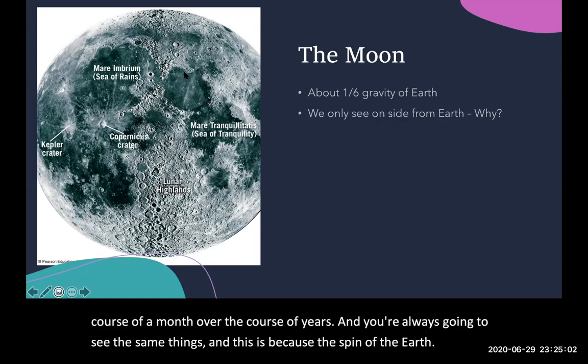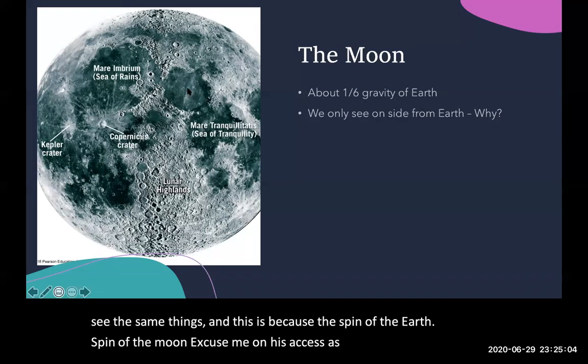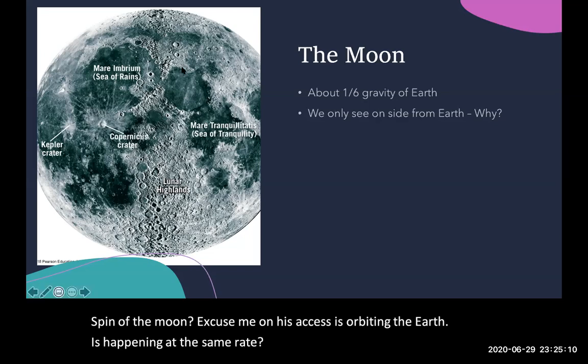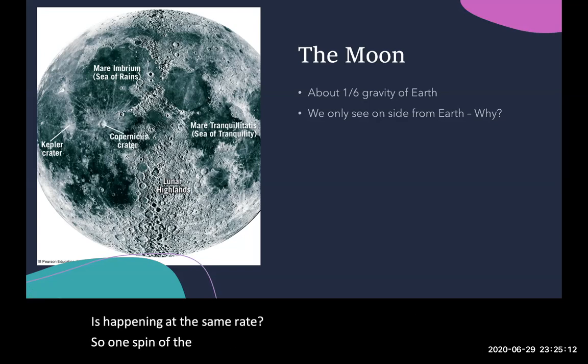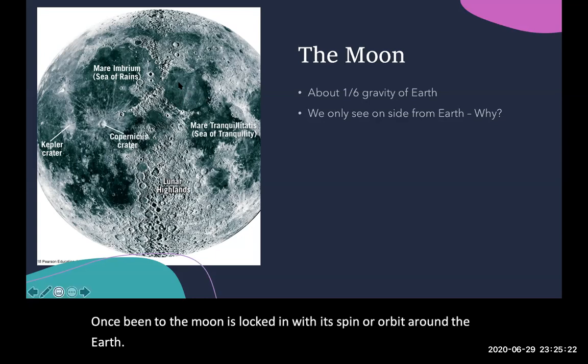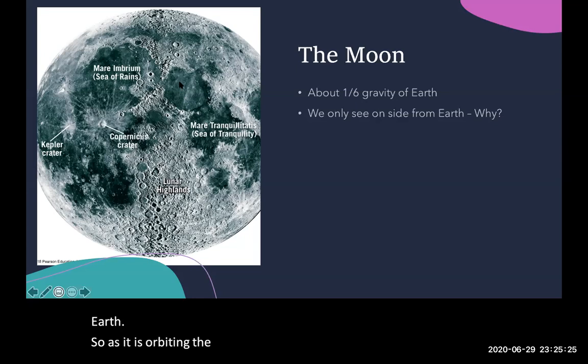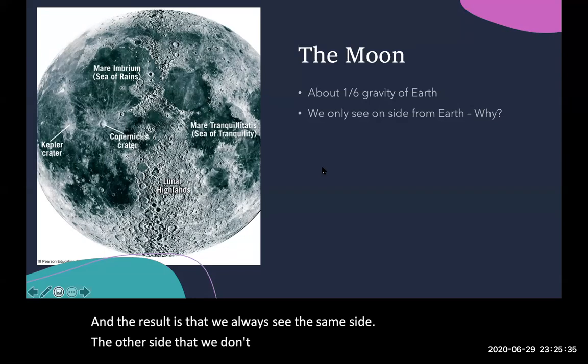And this is because the spin of the moon on its axis, as it's orbiting the Earth, is happening at the same rate. So one spin of the moon is locked in with its orbit around the Earth. So as it is orbiting the Earth, it is turning on its own axis at exactly the same rate. And the result is that we always see the same side. The other side that we don't see is referred to as the dark side of the moon.